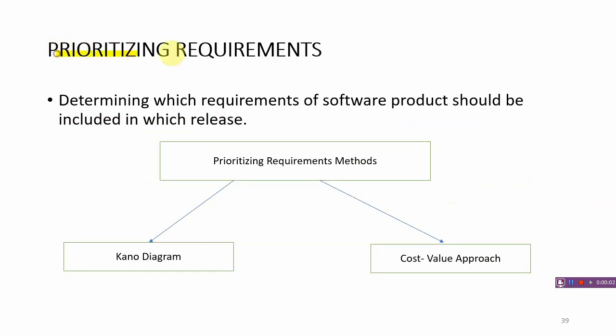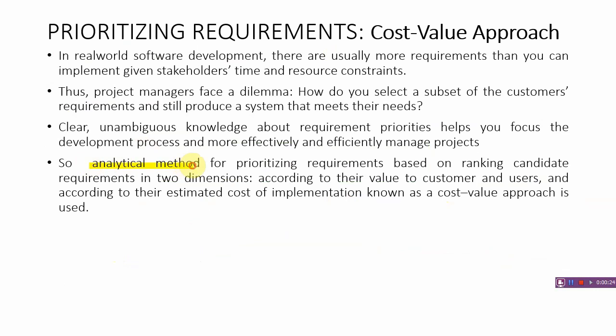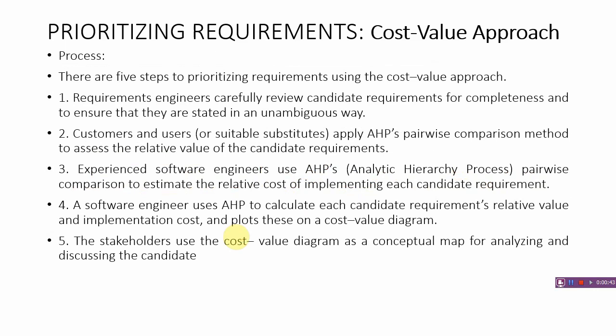In continuation of prioritizing requirements, we have seen the Kano model or Kano diagram. Now we will look into the cost value approach. The cost value approach is an analytical method for prioritizing requirements based on ranking candidate requirements in two dimensions. The first dimension is their value to the customer and users, and the other dimension is their estimated cost of implementation, which is known as the cost value approach.